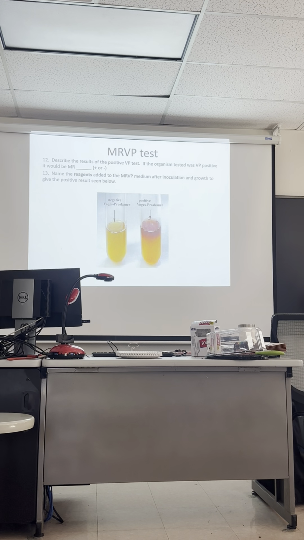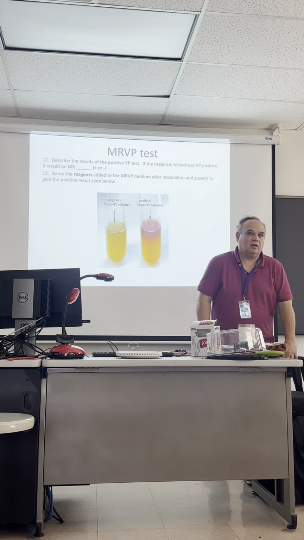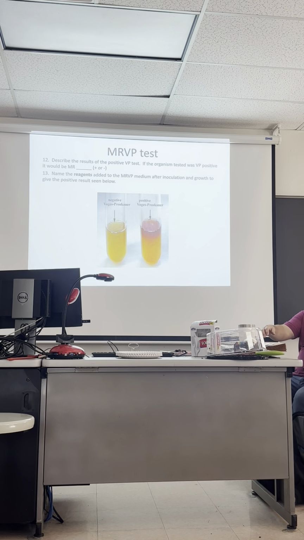Give me the result for a positive MR and a positive VP. It's an error. Give me the results for a negative MR but a positive VP. Neutral. Give me the result for a positive MR, negative VP. Acid. And if it's not acid and it's not neutral, it is an error. Okay. Be sure you understand how that works. And don't memorize them because I'll mix them all up and then you're going to have to figure out what's what.